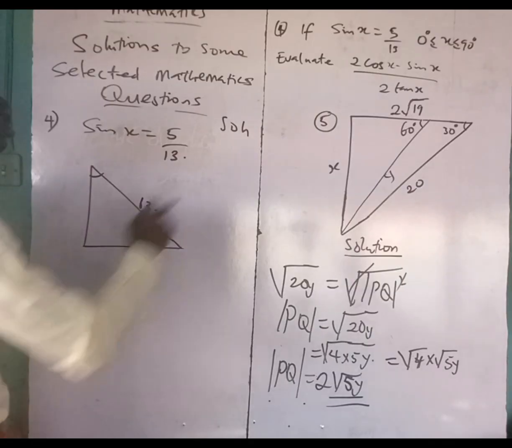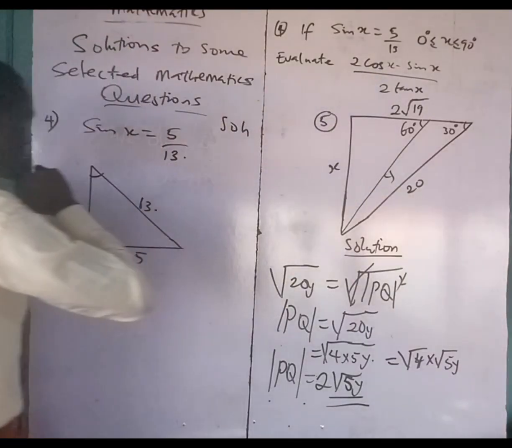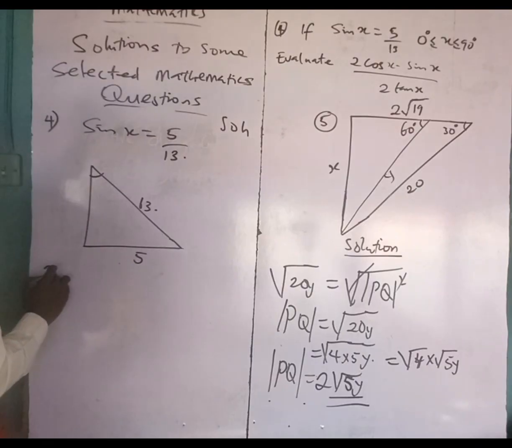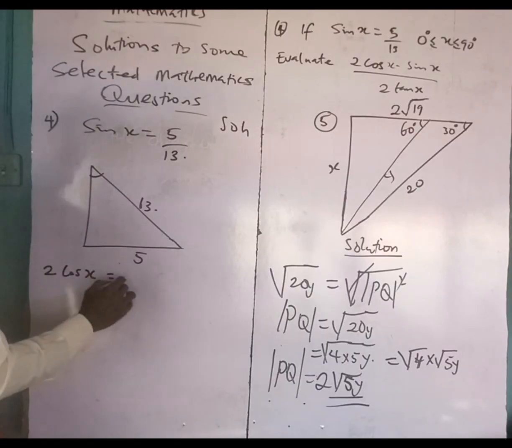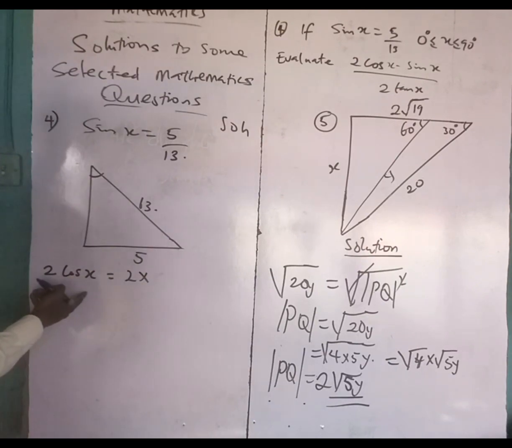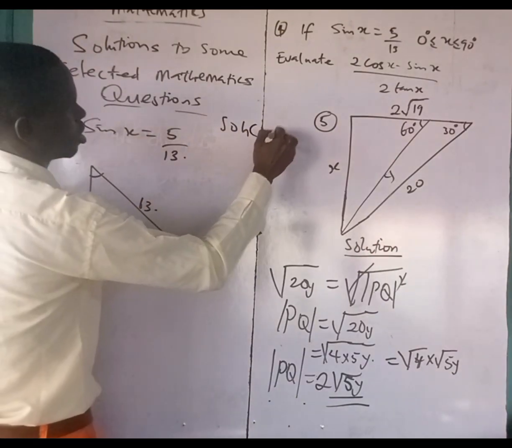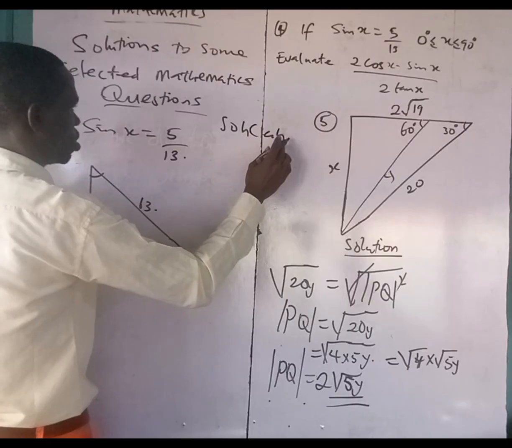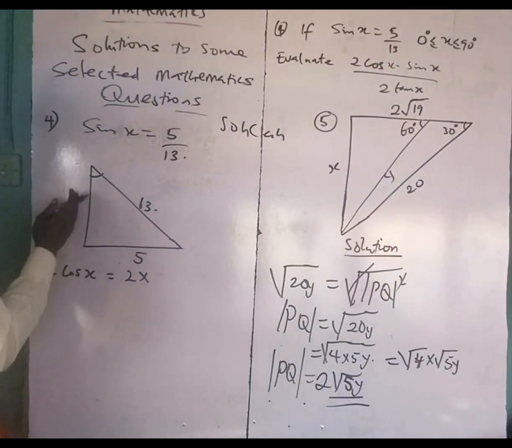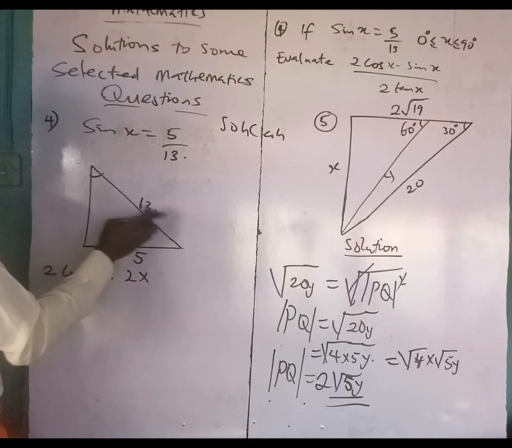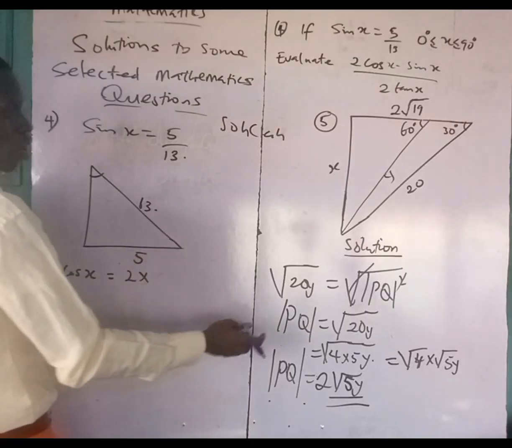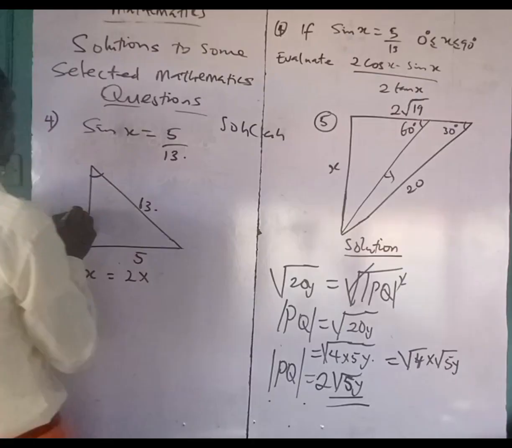And let's now do what we have to do. We have to evaluate 2 cos x. 2 cos x will give us 2 times what's cos x? Adjacent over hypotenuse. Very good. We don't know adjacent, we only have opposite and hypotenuse. So how do we get adjacent? From the method we used here, let's quickly find adjacent.